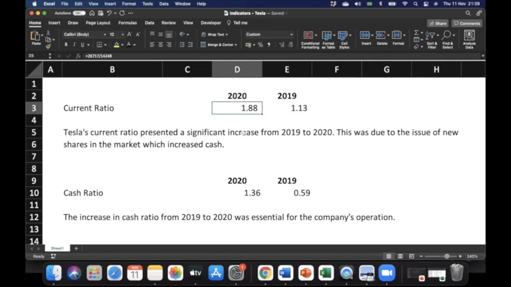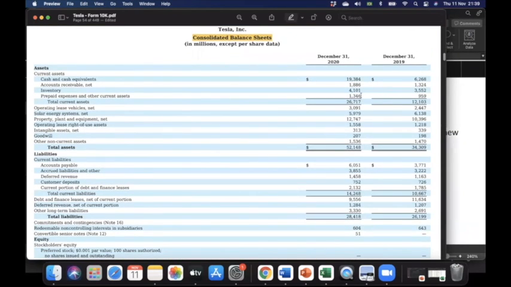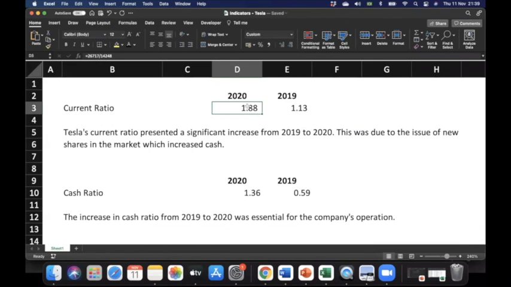That is the case of 2020. In 2020, we had 26 billion in total current assets and 14 billion in total current liabilities. When I divide one by the other, I have 1.88. So for each dollar of debt, I have $1.88 available or almost available to pay for this debt. So this is becoming a better number, okay, a better scenario for Tesla.